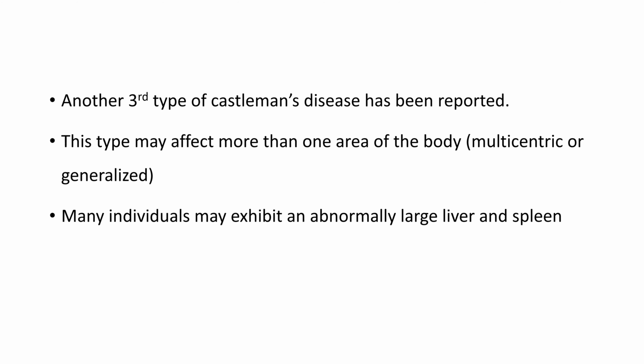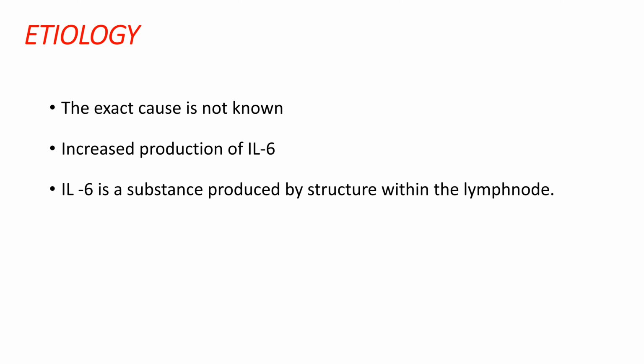A third type of Castleman's disease has been reported in the medical literature. This type may affect more than one area of the body, that is multicentric or generalized Castleman disease. Many individuals with generalized Castleman disease may exhibit an abnormally large liver and spleen, that is hepatosplenomegaly.